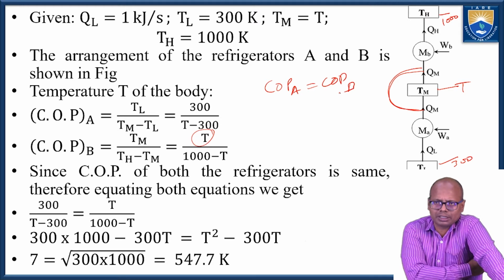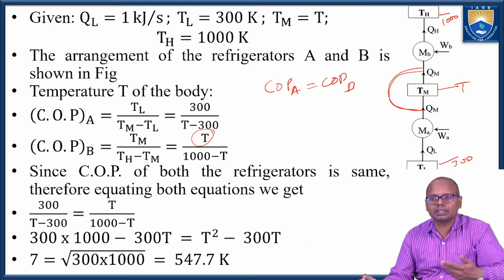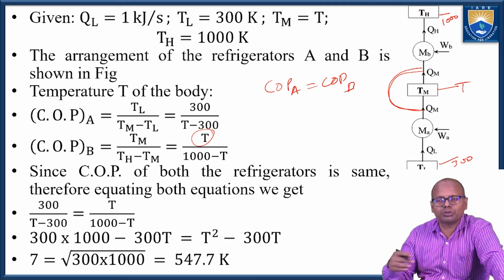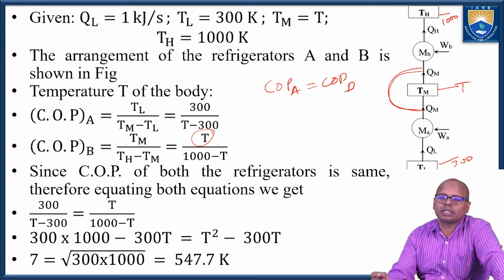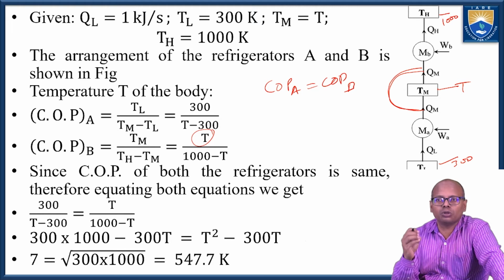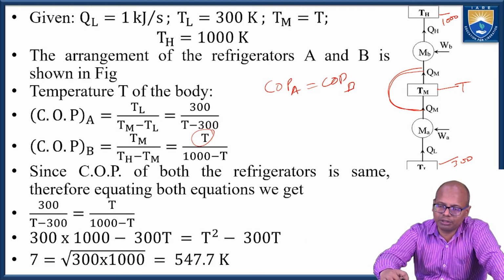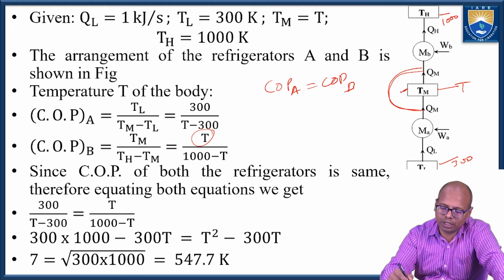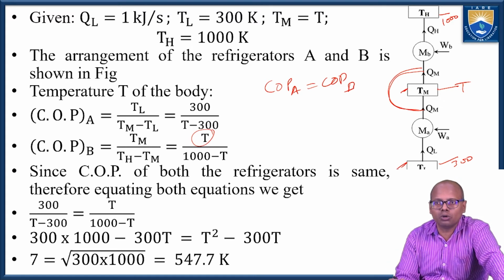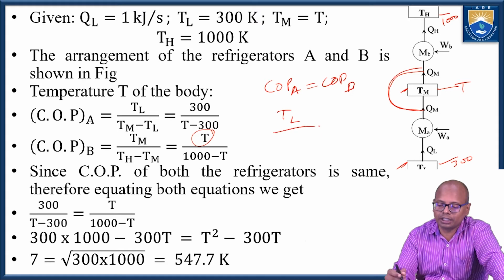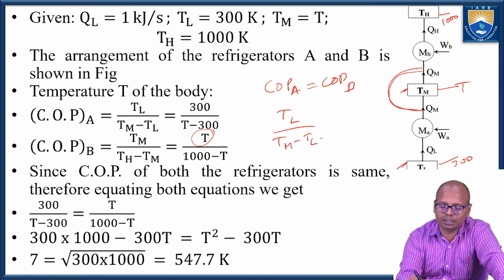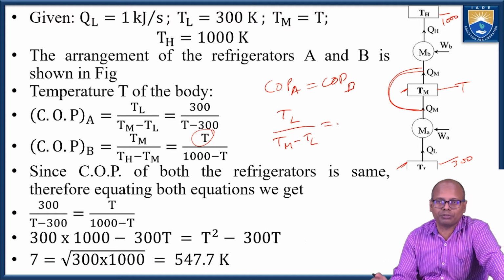Now both are refrigerators. So both are refrigerators means what should be the numerator? The numerator must be the temperature of the lower reservoir. So between these two, 1 and 2, the lower temperature is TL. So it is TL by the difference between these two, that is Tm minus TL. So this is the COP of A.